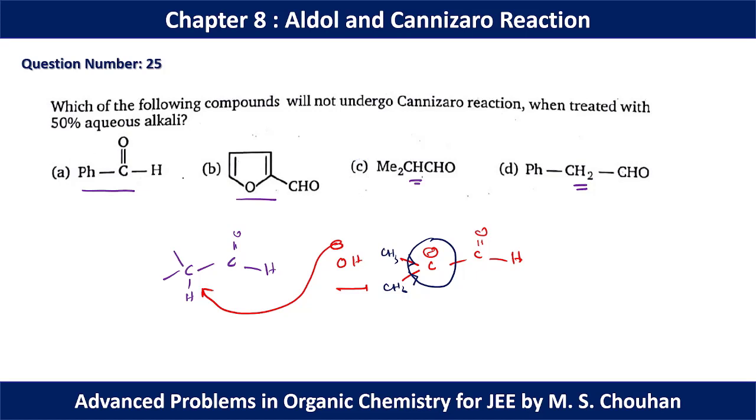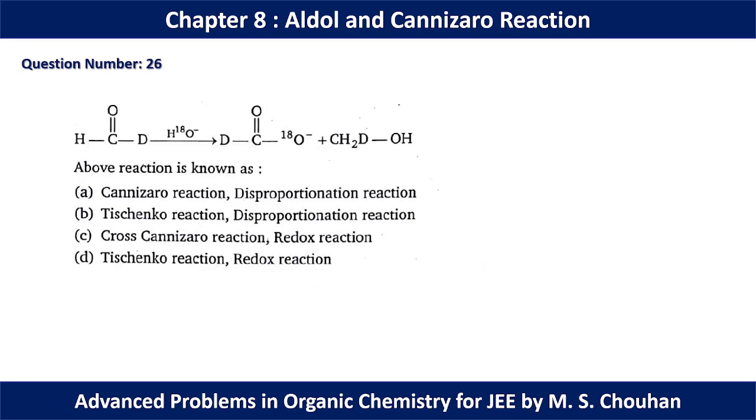So options A, B, C, these 3 will give the Cannizzaro reaction, but option D will definitely give the aldol reaction because of the presence of alpha hydrogen. So in this case option D should be the correct option. In question number 26, we have Cannizzaro reaction. As we know that it is a disproportionation reaction, so Cannizzaro reaction and disproportionation reaction should be the correct option. So option A should be the correct one.